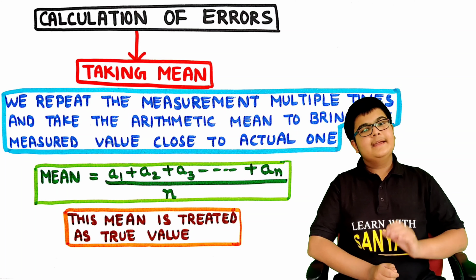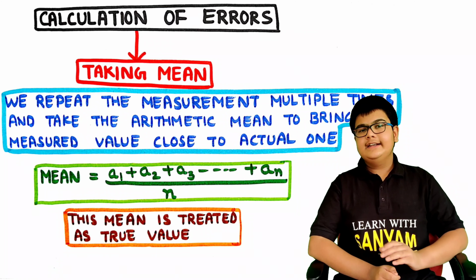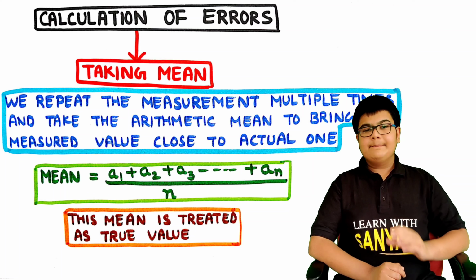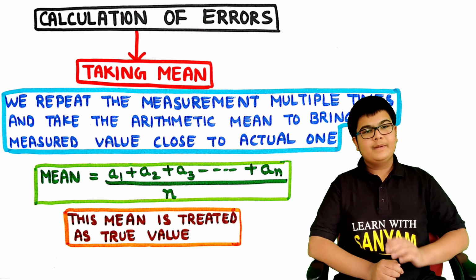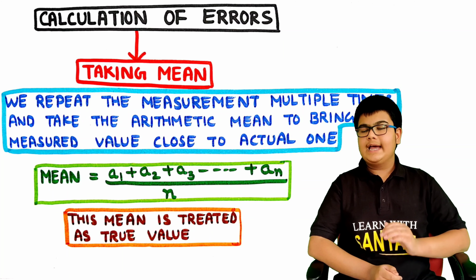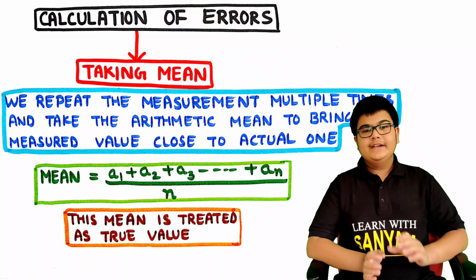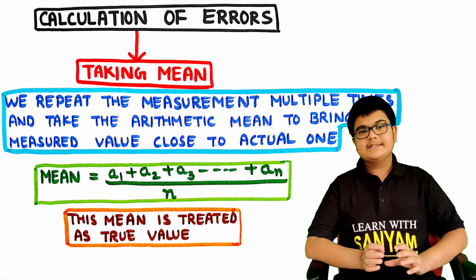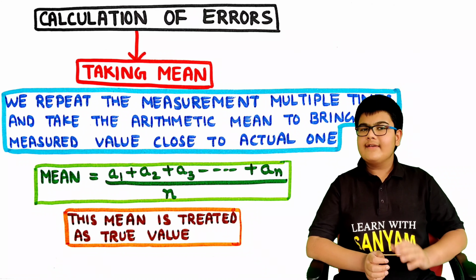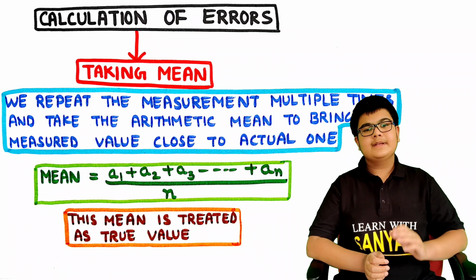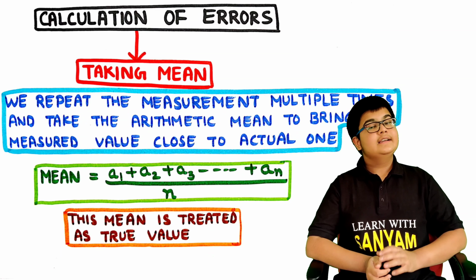Now let's discuss how we calculate the error. The first step in calculating the errors is taking the mean. We repeat the measurement multiple times and take the arithmetic mean to bring the measured value close to the actual one. So mean becomes (A1 + A2 + A3 + ... + AN) upon N. This mean is treated as the true value.